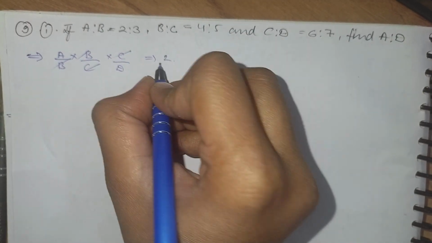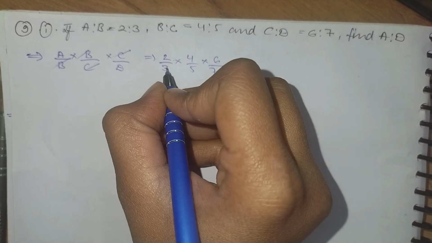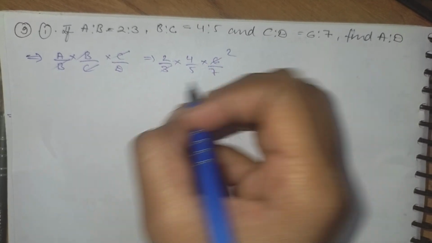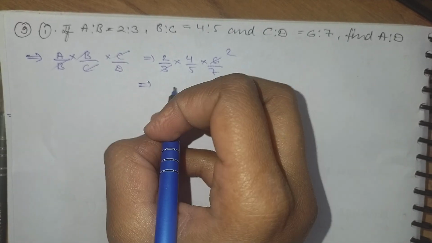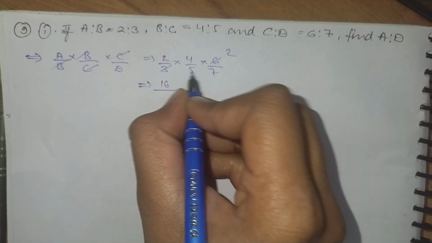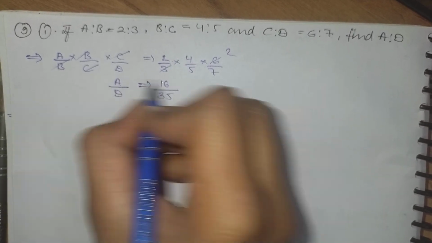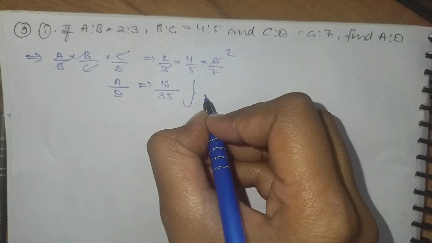So here simply we will multiply 2 by 3 into 4 by 5 into 6 by 7. This will be cancelled out by 2, and we will get 8 into 2 as 16. So 16 by 7 into 5, 35. So this is the ratio of A ratio D on multiplying. Hence, final answer of this question.